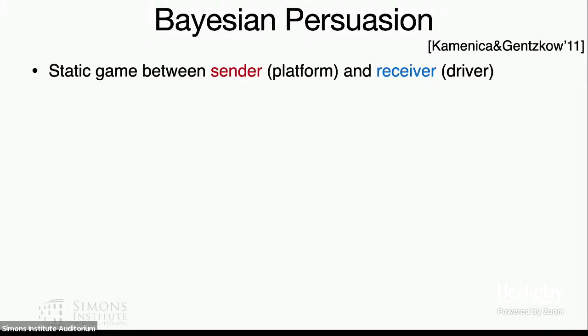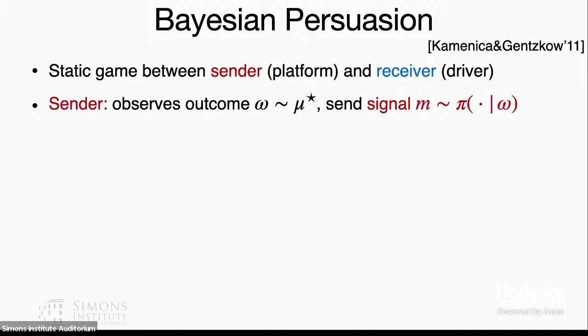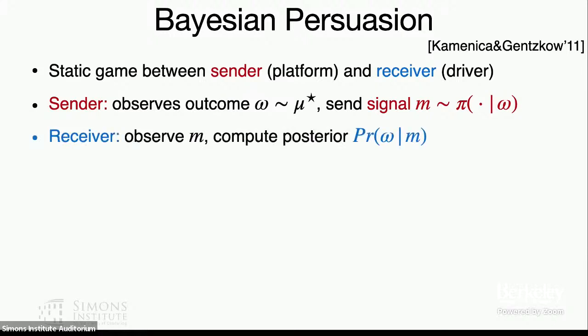And Bayesian Persuasion is a static game played between two players. One is called the sender, and the other one is called the receiver. So the sender here is just the platform. The receiver is a driver which receives the signal. And the sender observes the outcome from a prior distribution. Here, this outcome is whether P is a bad tipper or a good tipper. And the prior distribution is just 1/3 or 2/3. And upon observing an outcome, the sender will send a signal to the receiver. The receiver receives the signal and computes a posterior distribution about the outcome.